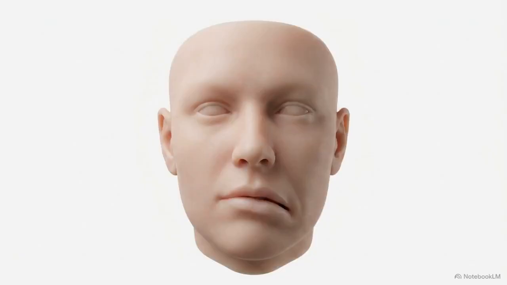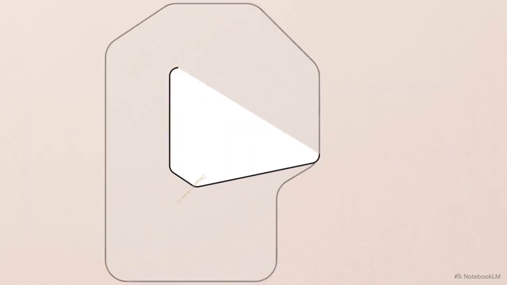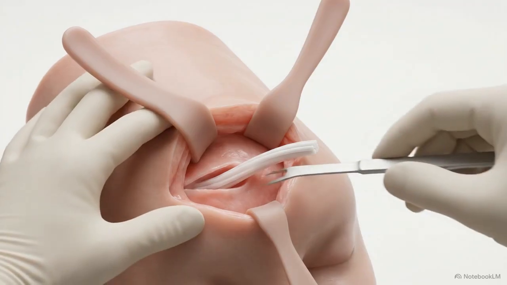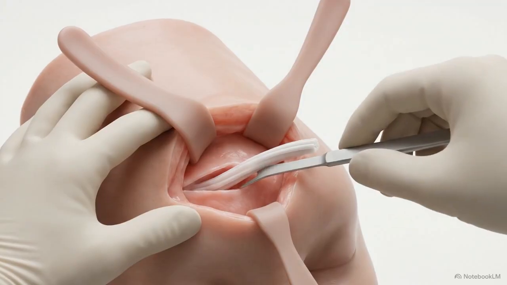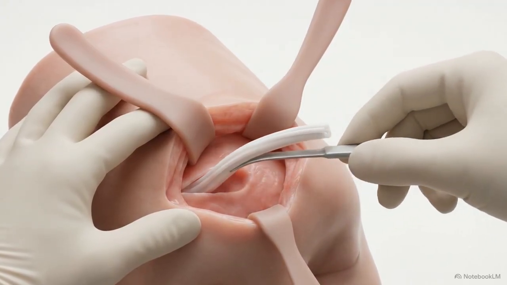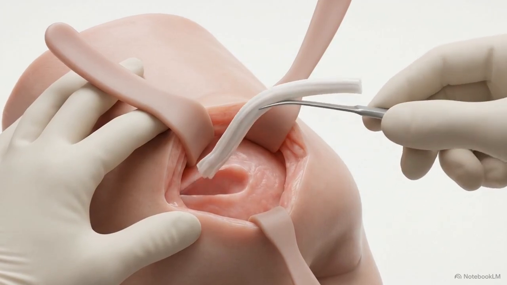To prevent permanent drooping at the angle of the mouth, the surgeon must place the neck incision at least 2 finger breadths below the lower border of the mandible. Ultimately, exacting anatomical precision allows the expert surgical team to clear regional metastases while completely avoiding devastating functional deficits.